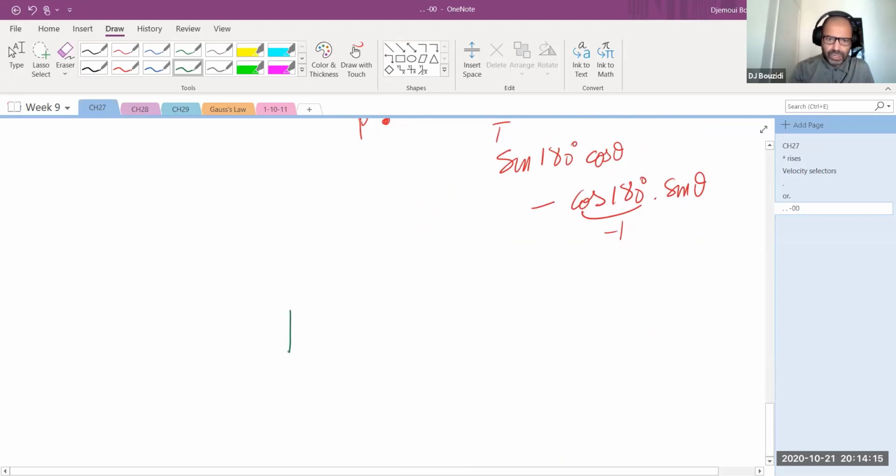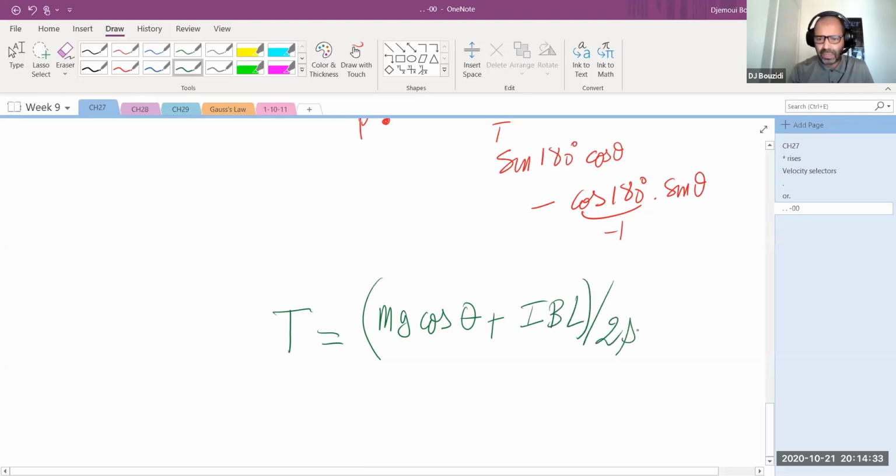So the tension will become equal to mg cosine theta, plus I times B times L, all divided by 2 sine theta. I took the T as a common factor already, so it's a positive number. If theta were very large, 90 degrees for example, sine of 90 degrees is 1, and the rod is actually standing this way.